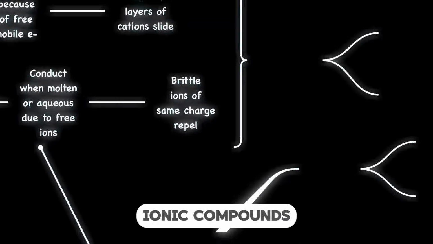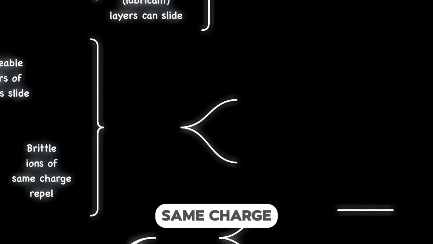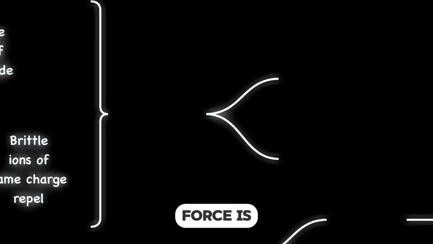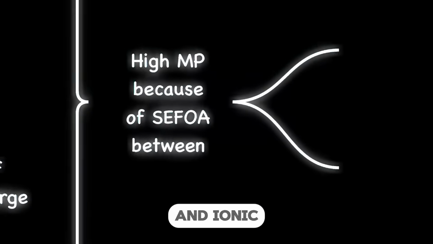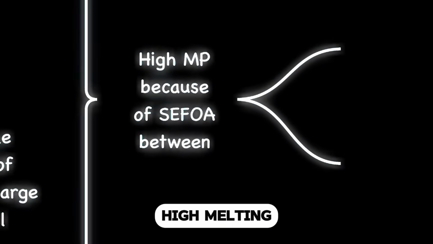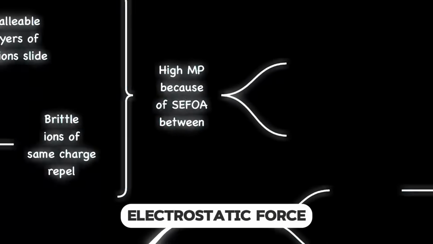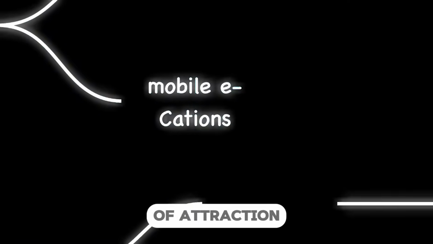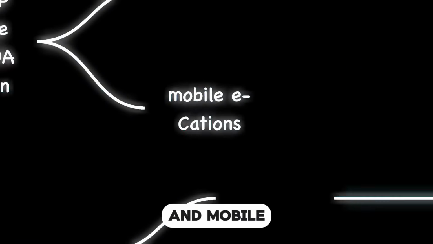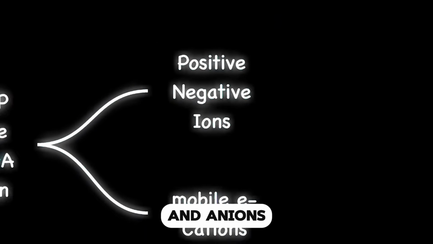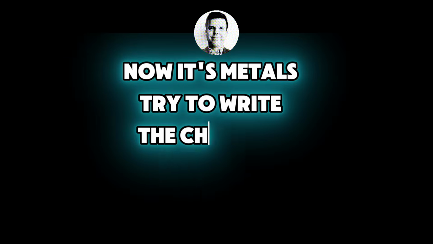Unlike metals, ionic compounds are brittle because ions of the same charge would repel when a force is applied. Both metals and ionic compounds are high melting point due to the strong electrostatic force of attractions. These forces of attraction occur between cations and mobile electrons in metals, and occur between cations and anions in ionic compounds.